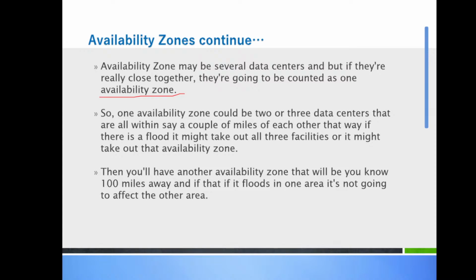Okay, so the other availability zones should not be impacted, whatever happens. That's the definition of availability zone, and it will be decided and managed by Amazon. We cannot decide, right? But this is in general what an availability zone is. Then you will have another availability zone that will be far away, 100 kilometers or 100 miles, and if there is a flood in one area, it is not going to impact the other area.